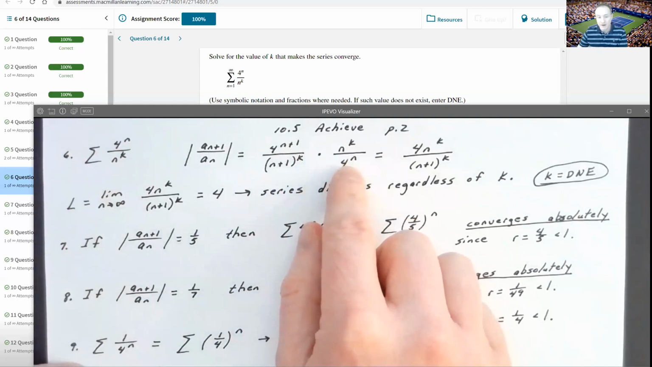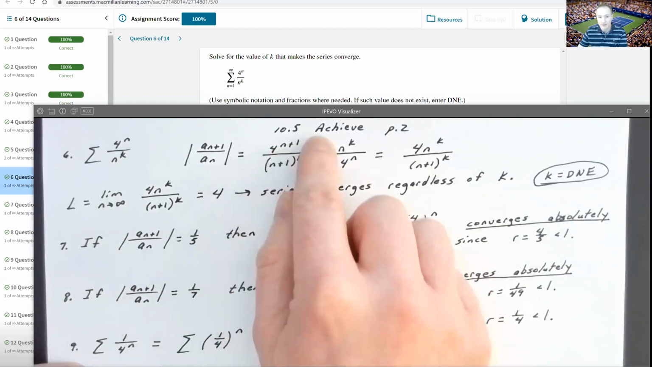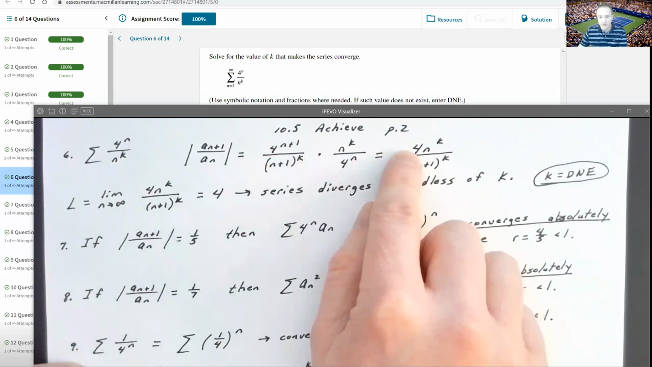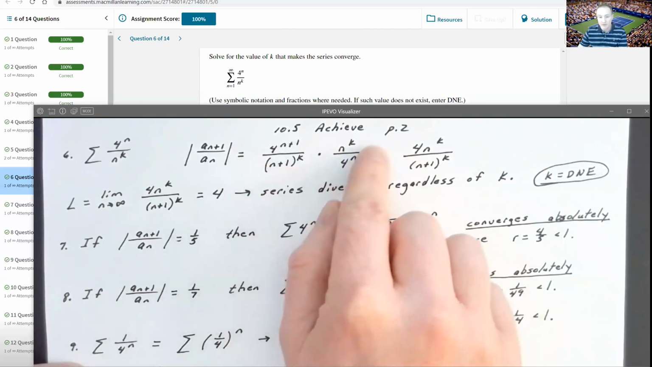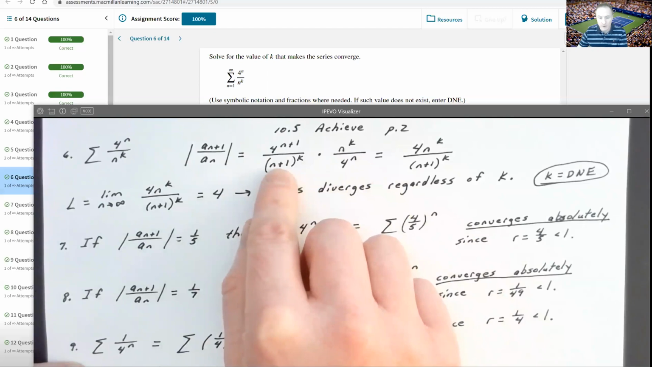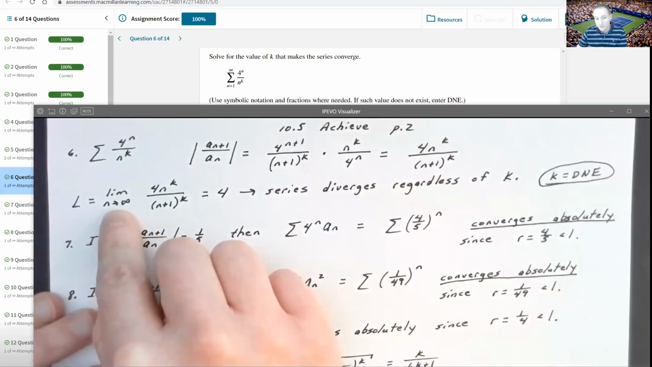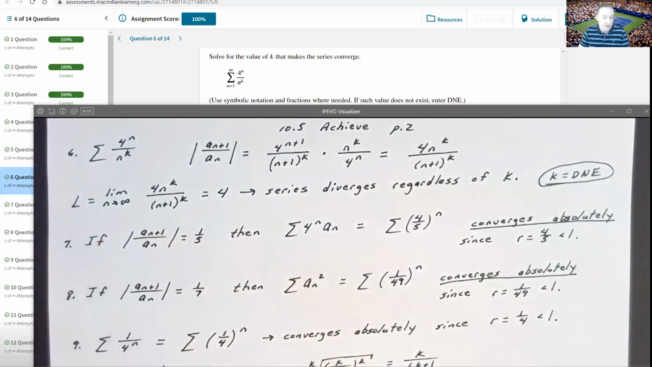Now when I simplify that, I know 4 to the n plus 1 means 4 times 4 to the n. So when you divide that by 4 to the n, you'll just get a 4 in the numerator. That'll be multiplied by n to the k. My denominator, the exponential function canceled out, but I'll still have the polynomial n plus 1 to the k power down there. So now, in order for the ratio test to work, I would have to be able to take the limit of this and show that the limit is less than 1. And I'm supposed to find the value of k that can make this happen.